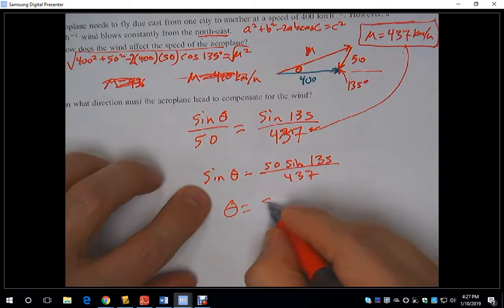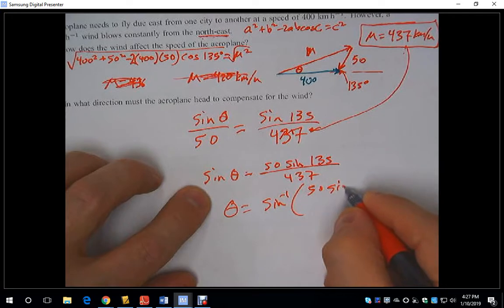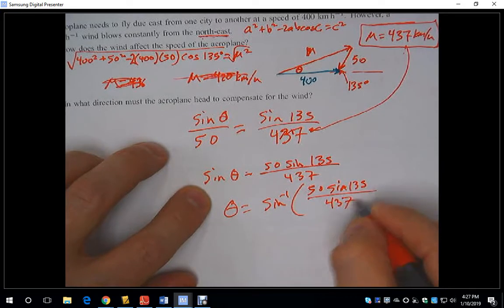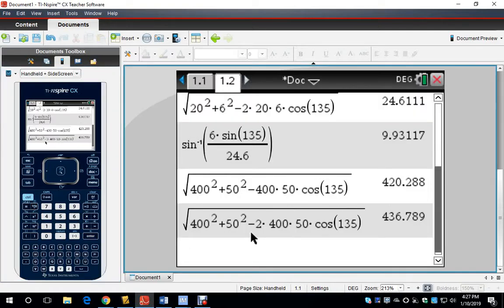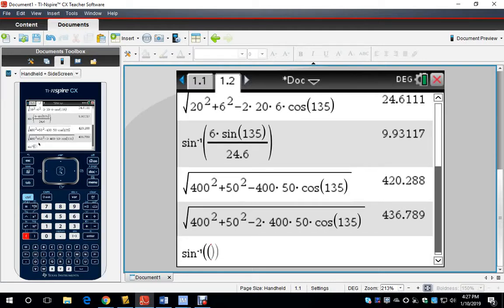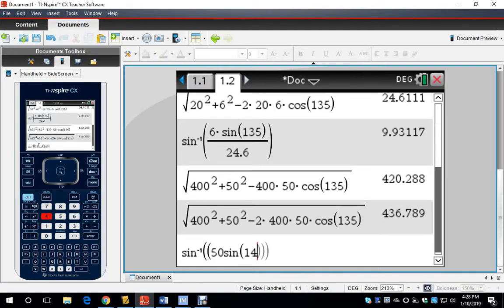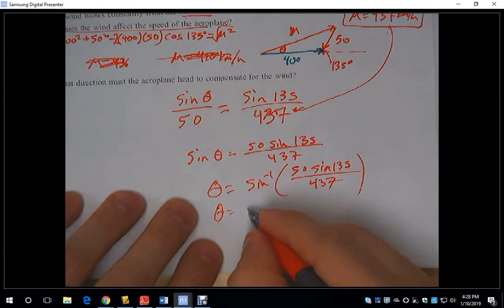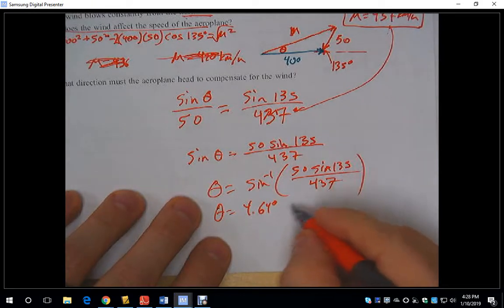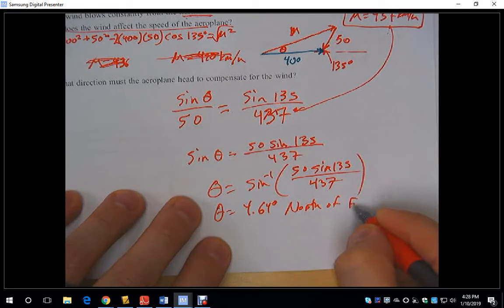And then we take the inverse of sine of all of this, 50 times sine of 135 over 437. I'll just throw this into our calculator again. Oh shoot, I made a mistake, I should have just hit trig, and then the inverse of sine of 50 times sine of 135, and then divided by 437, and that gives us 4.64. So I have theta equals 4.64 degrees north of east. That would be north of east.